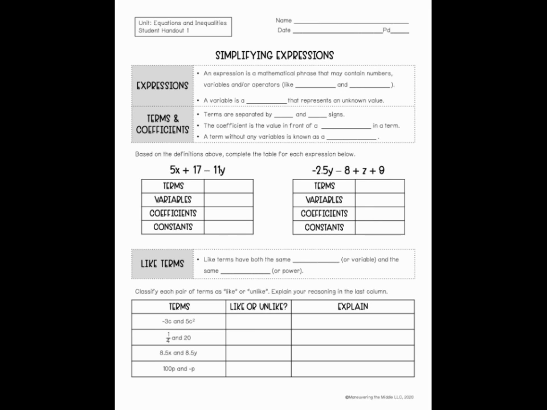So we have negative 3c and 5c squared. Is it a term that is like or unlike? This term is unlike. Let me explain why. It is unlike because c and c squared are not the same variables. We're not doing the same with both of those. C is just c. C squared means that I'm multiplying c times itself. So this is an unlike term because it does not have the same variable. It also does not have the same exponent either.